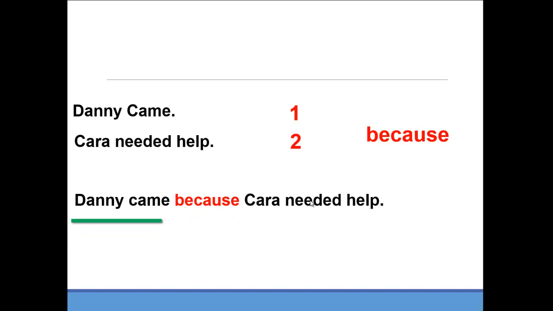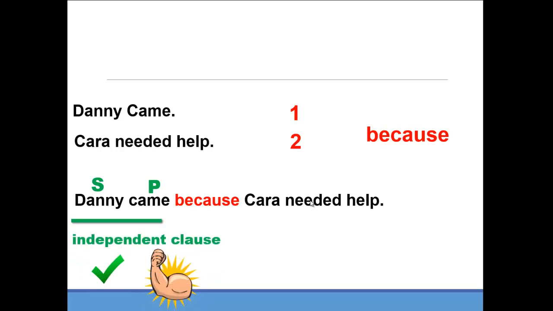Let's check this part of the sentence. Danny came. Danny is the subject, came is the predicate. Can this part of the sentence be used alone? Yes. So what do I call this part of the sentence? Independent clause. It doesn't depend on the other part of the sentence. It can be used alone.